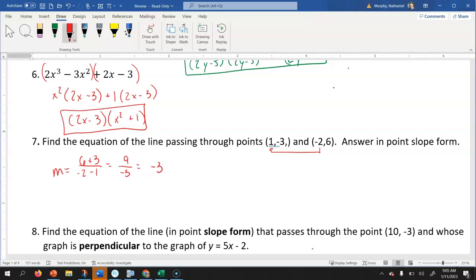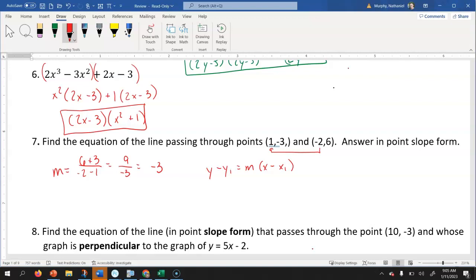So my slope is negative 3. Now it says to write our answer in point slope form. So remember, point slope form is this: y minus y1 equals m times x minus x1. And we can use either coordinate for your x1 and y1. So technically there'd be 2 possible answers here. So I'll write down both of them, but you only need one.